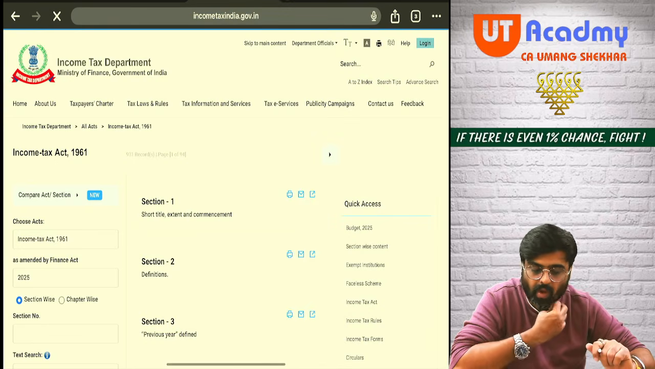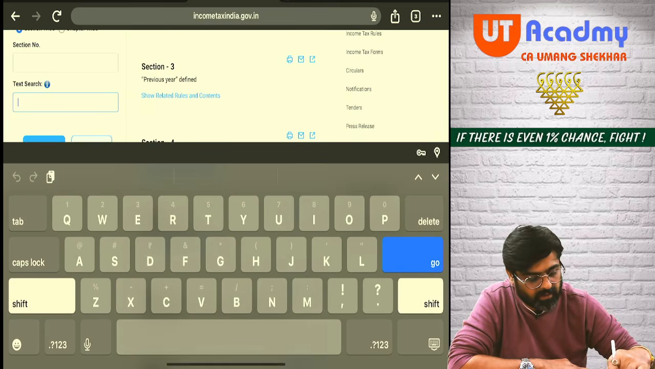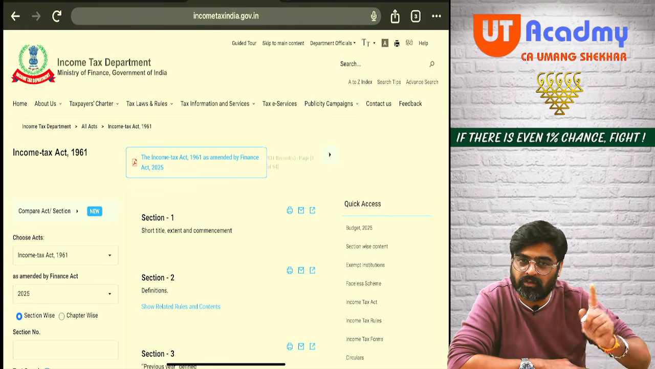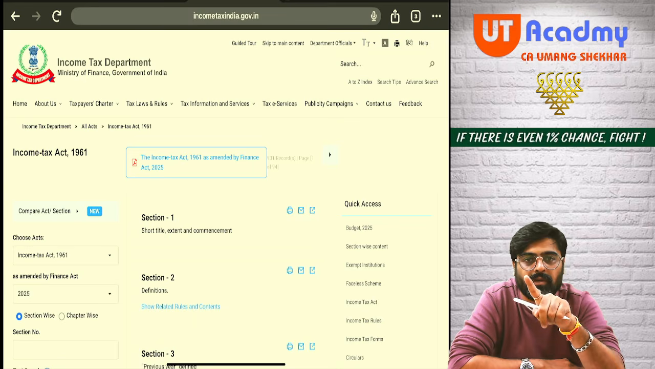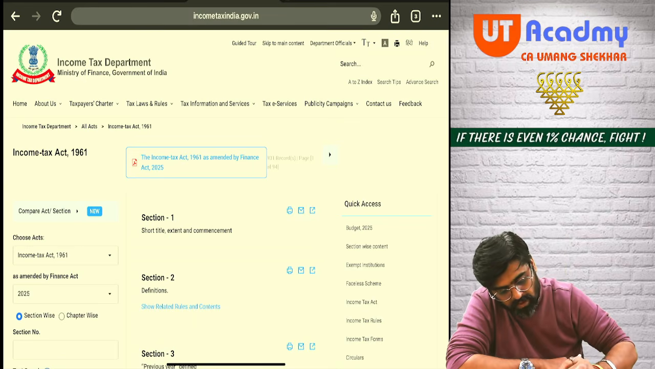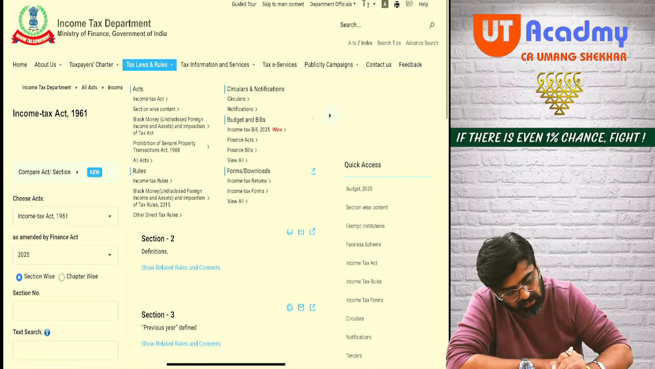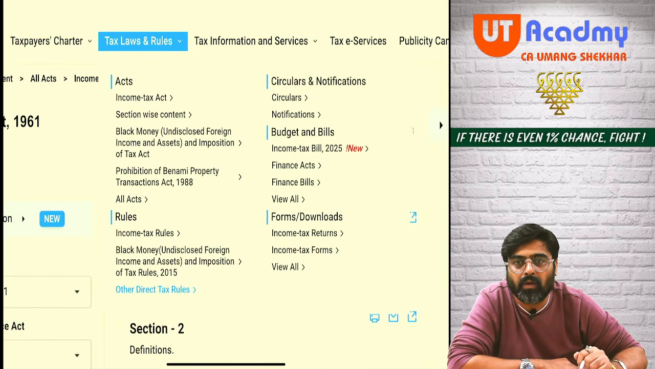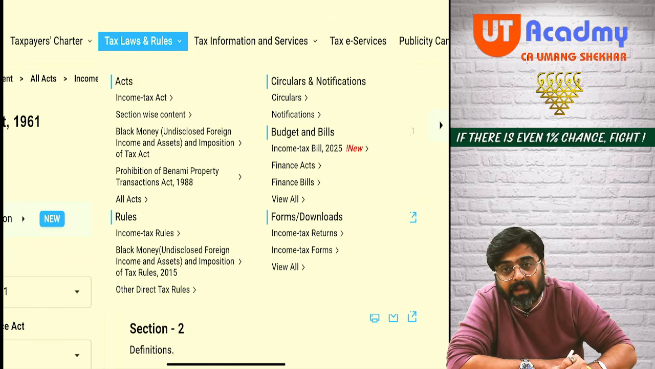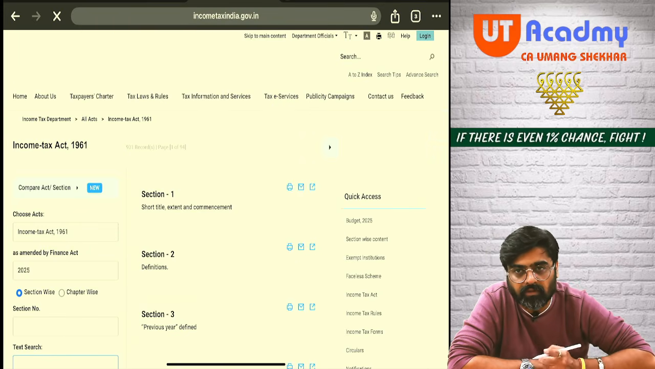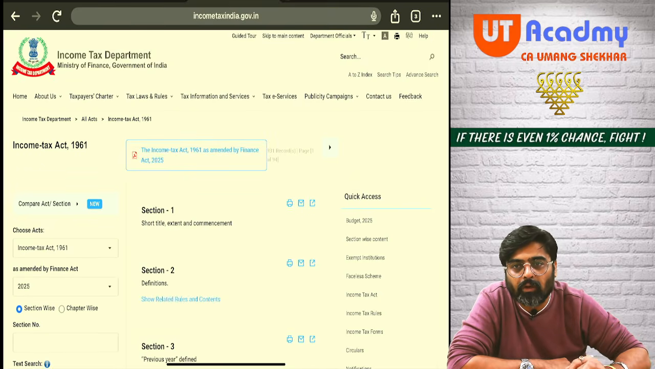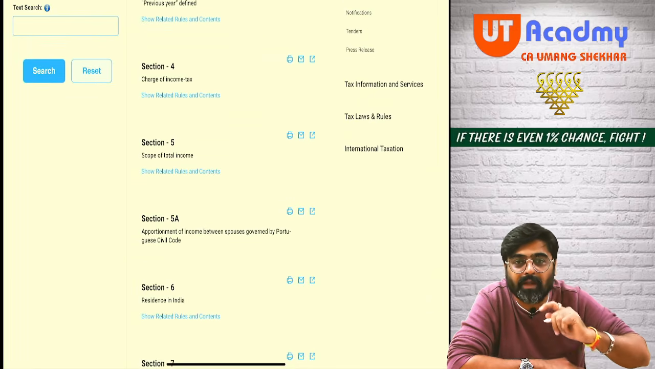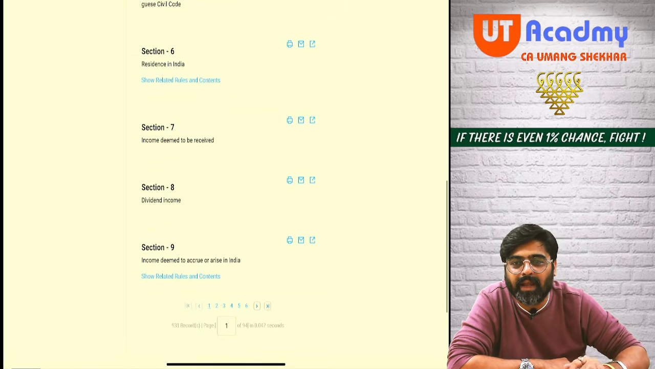See, the official website of the income tax department is on your screen. Can you all see this? This is the official website, incometaxindia.gov.in. Now if you go here, see tax laws and rules. Can you see it? Let me make it a little bigger. Here, can you see Income Tax Act? If I select it, the Income Tax Act will be there. Now see section number 1, 2, 3, 4, 5, all these sections. After 5, 5A is there, then 6, 7, 8, 9.